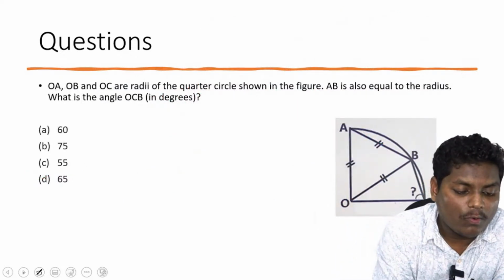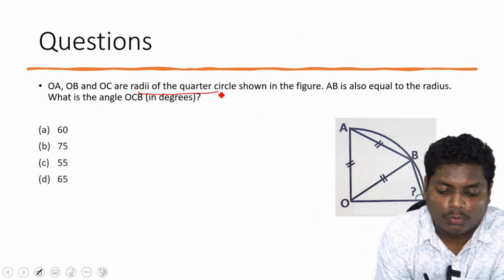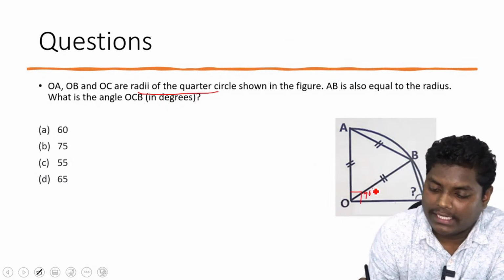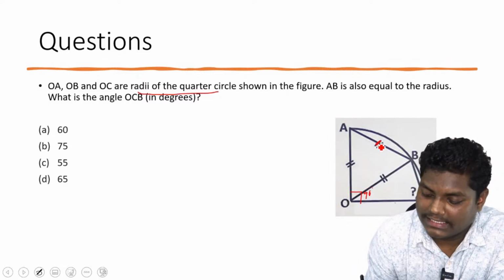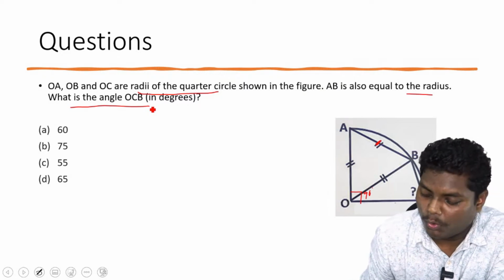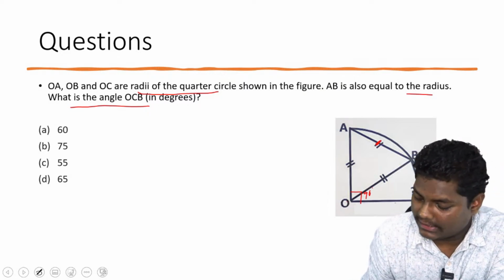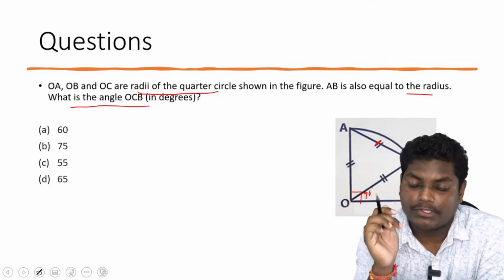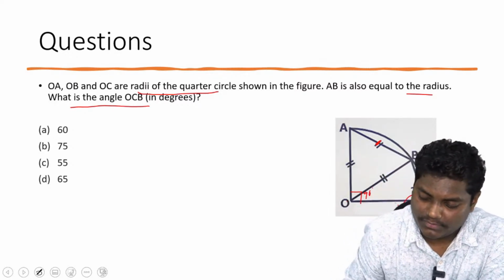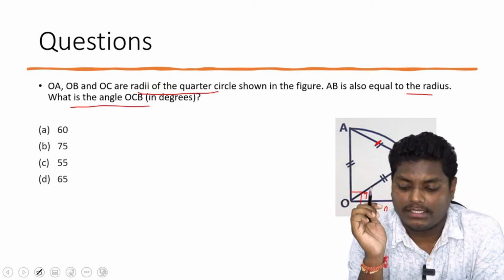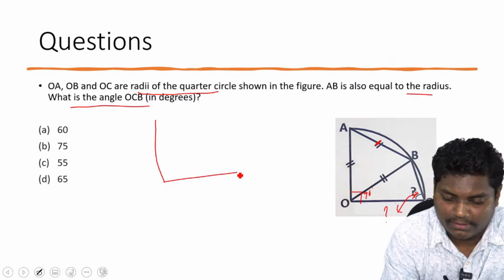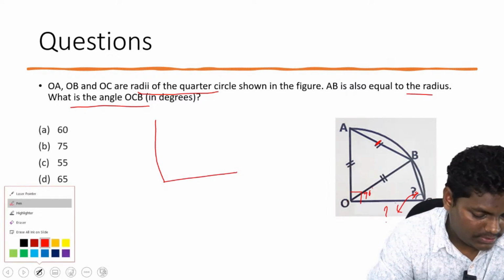OA, OB and OC are the radii of the quarter circle shown in the figure, which means it's 90 degrees. AB is equal to the radius. What is the angle OCB? They are asking for this angle OCB. Try this out. It's not visible, so I'll draw it again over here.